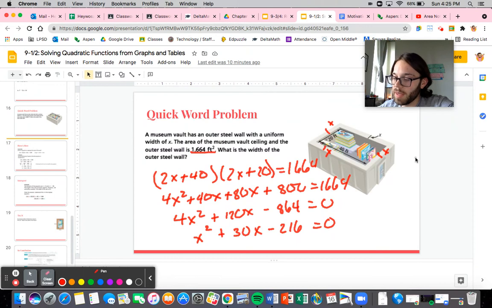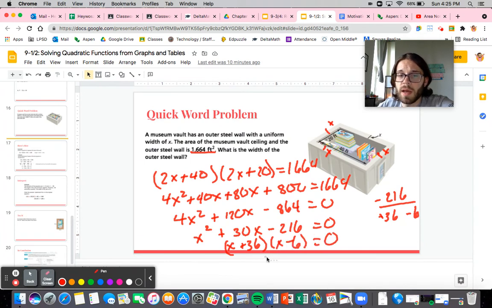Well, it is divisible by 36, and that would give 6. So for 216, negative 216, we have negative 6 and positive 36, and that will add up to positive 30. So I'd end up with x plus 36, x minus 6 equals 0. I solve, I would get x equals negative 36. Now this is one where you might have to play around with numbers to get it right. I had to think about that one for a second too.